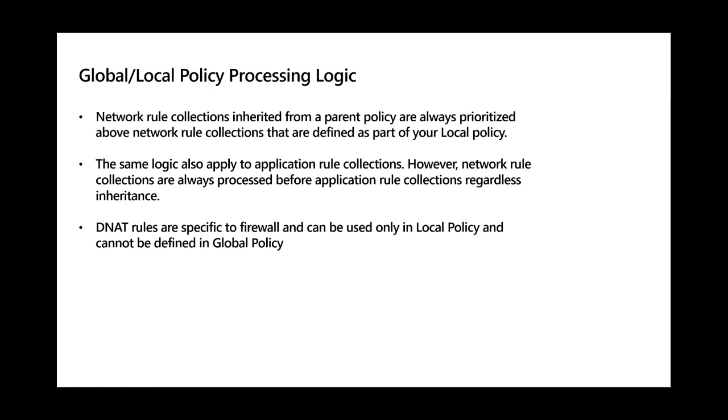In that scenario, the network rule collection from the global policy will be processed first, before the network rules in the child policy or the local policy. So first, it's always the parent policy, then the local policy. Network rule collections from a parent policy are always prioritized. The same logic applies to application rule collections. But if you have a network rule which matches the request, and an application rule which matches the request, the network rule will be processed first. And DNAT rules are always going to be in the local policy, as they're specific to that firewall instance.